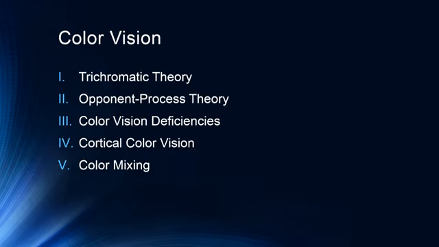two theories combine together to help us describe the way in which our three cone types and rods combine to allow us to process color vision. We'll talk then about some color vision deficiencies, talk a little bit about cortical color vision, and then finish up with a discussion of additive and subtractive color mixing.